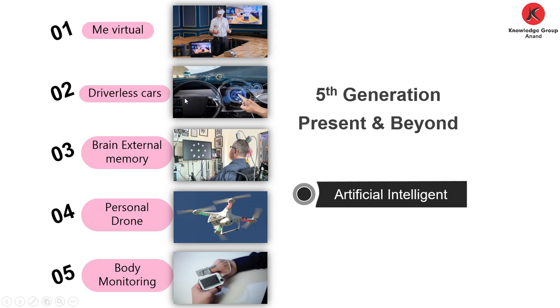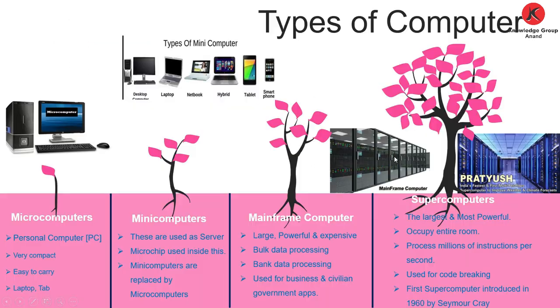Driverless car, you can see here a driverless car is an example of AI. Brain external memory: you can store data, and also retrieve information stored inside your brain, so it is part of artificial intelligence. Personal drone: people can access their own drone to see something or to capture a particular image or video. And the fifth is body monitoring: you can monitor your body, like blood pressure, sugar, etc. This is called the fifth generation of the computer. There are five generations.